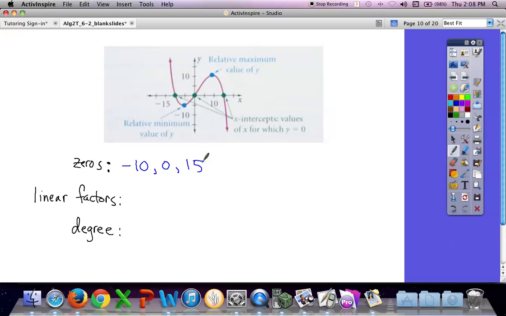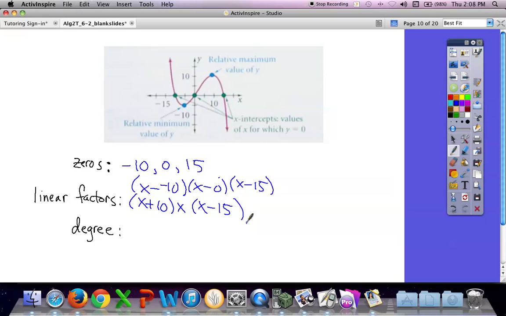Okay, so first go around here, right? X minus negative 10, X minus 0, and X minus 15. Okay, but we wouldn't write it like that, would we? X minus negative 10 is X plus 10. X minus 0 is X. And X minus 15 stays as it is. Okay, so those are the linear factors.